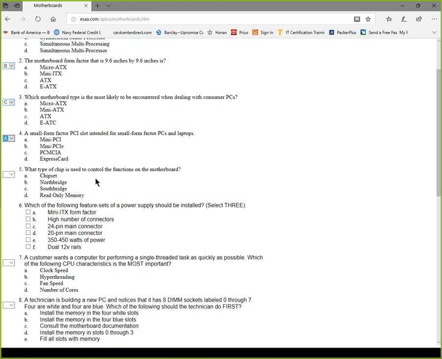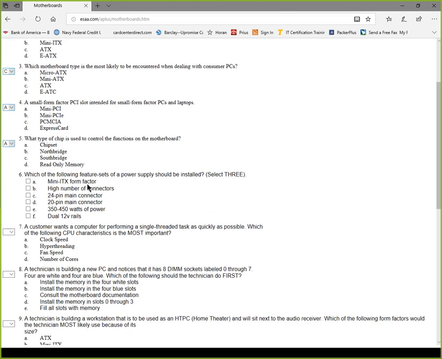Which type of chip is used to control the functions of the motherboard? A again. You guys need to help these two ladies out.